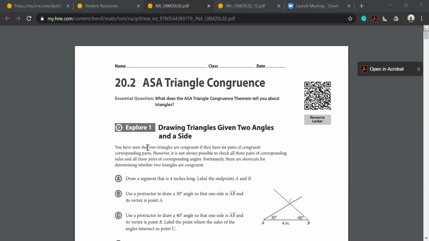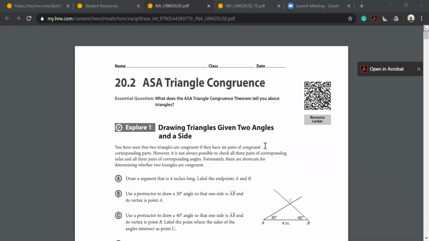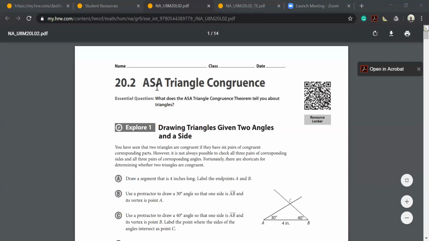And as I told you, when two triangles are congruent, it means that all the three sides are equal and all the three angles are equal. But to prove that two triangles are congruent, it's enough for you to prove that either two sides and one angle are congruent, or two angles and one side are congruent, or even three sides are congruent. All of these are called the triangle congruency theorems. And we are beginning with the first theorem, which is the ASA, the angle side angle triangle congruency.